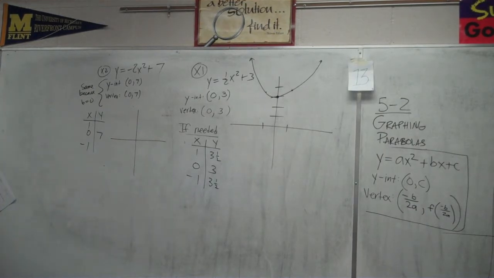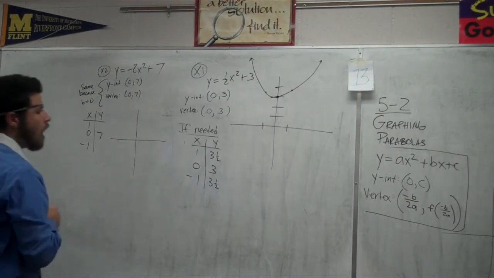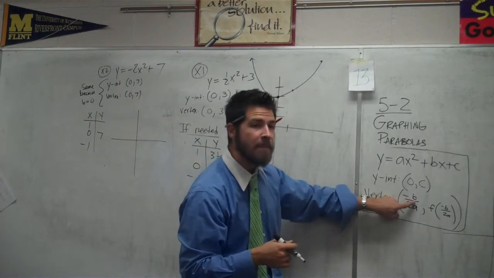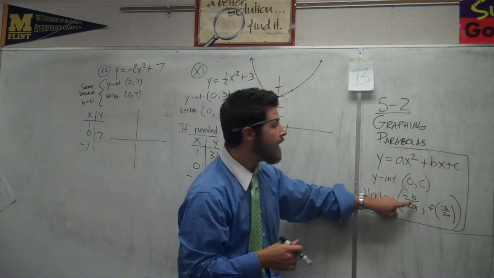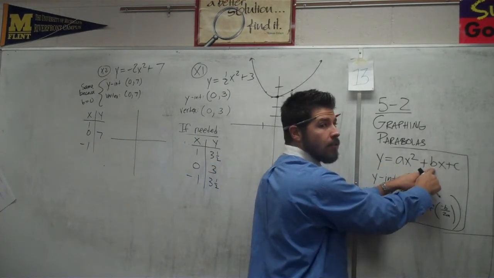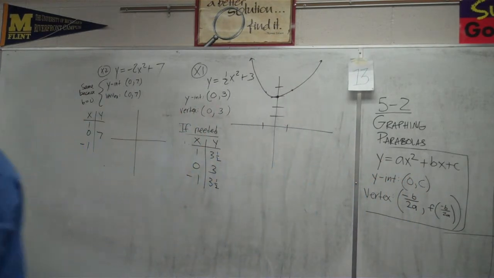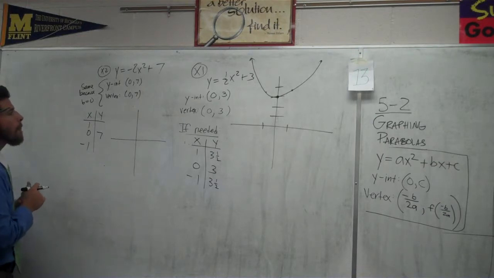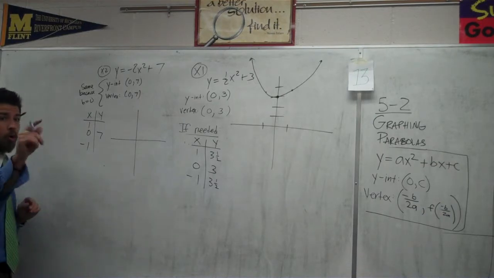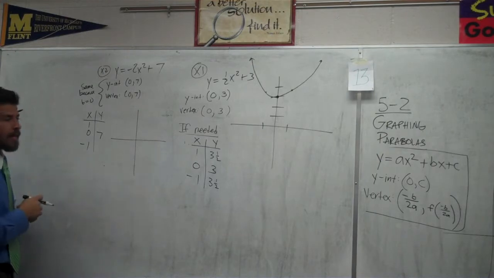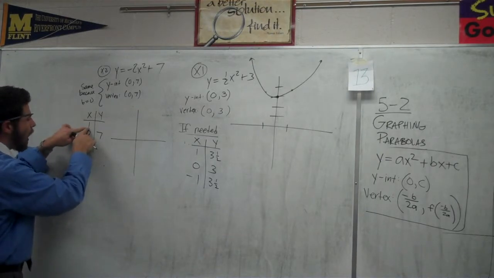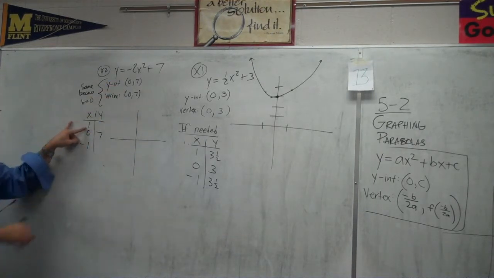So why did we do negative 2 divided by 2a? Because on the top is negative b. Oh, b, okay, yeah. b is the number in front of the x, and I don't have an x. Mr. Wilkes? Is it possible to have your y-intercept and vertex the same if you have a b value? No. Great question.